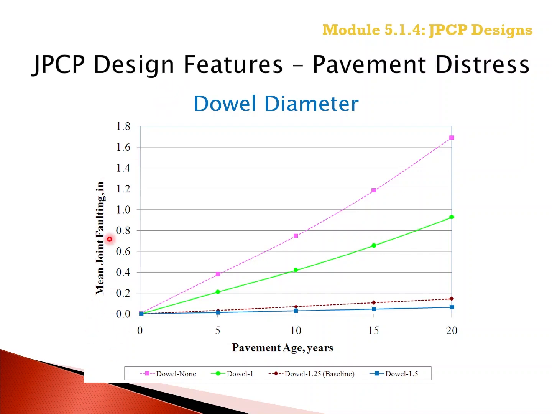Increasing the dowel diameter, as noted, will reduce the bearing stress and differential deflections, reducing the faulting at the transverse joint. So mean joint faulting is a function of pavement age throughout the design life. This purple dashed line is not using any dowels, so it's an undoweled transverse joint. The green has a 1-inch dowel diameter. The dashed line has a 1.2-inch dowel diameter, and finally this blue solid line, a dowel diameter of 1.5. So dowel diameter can have a very significant impact on reducing faulting.